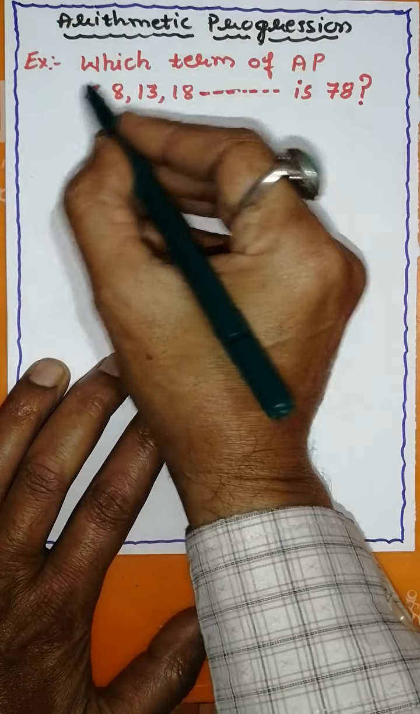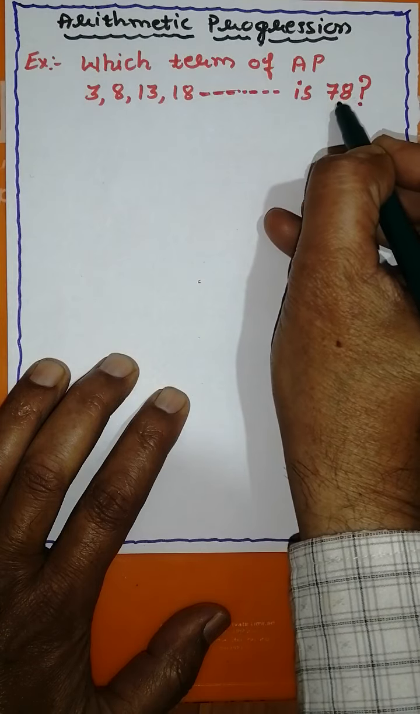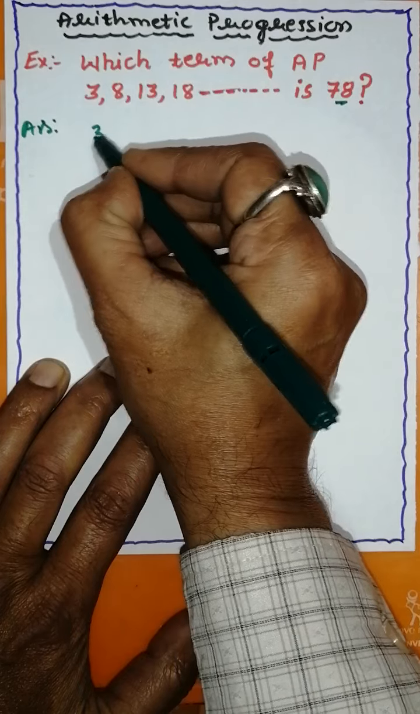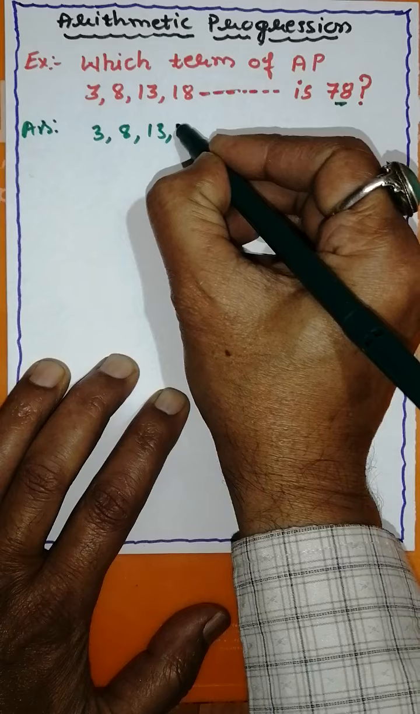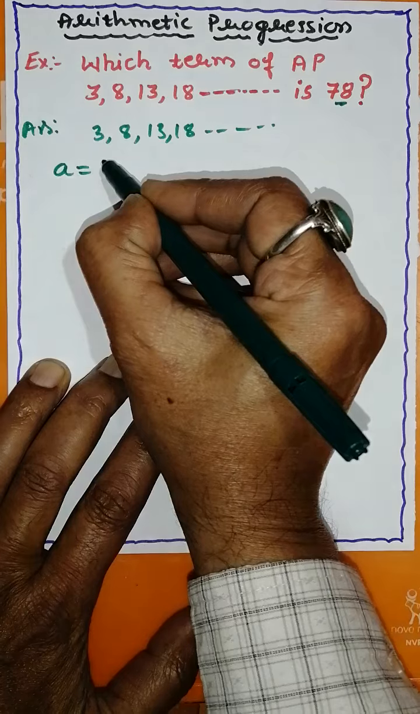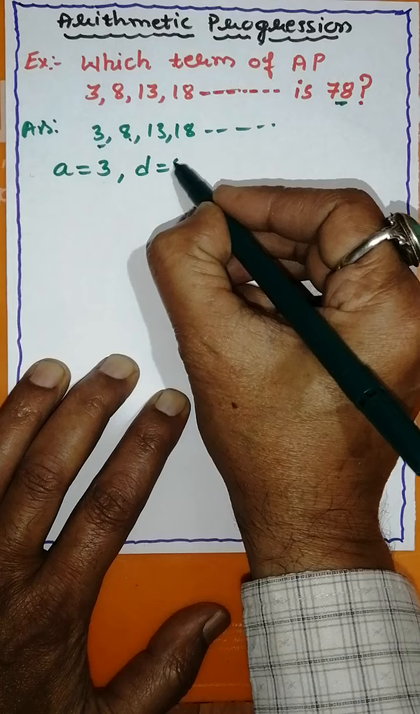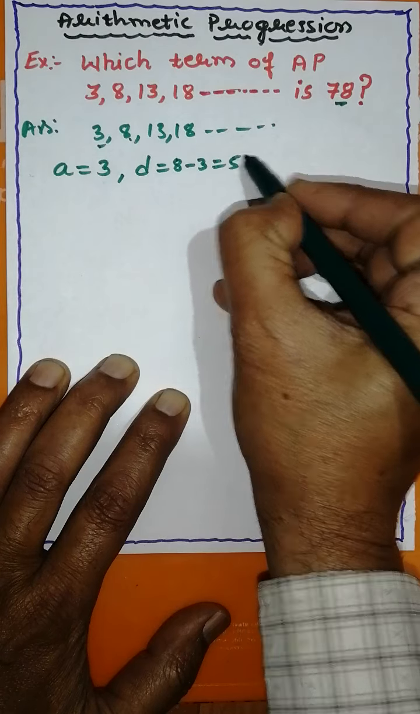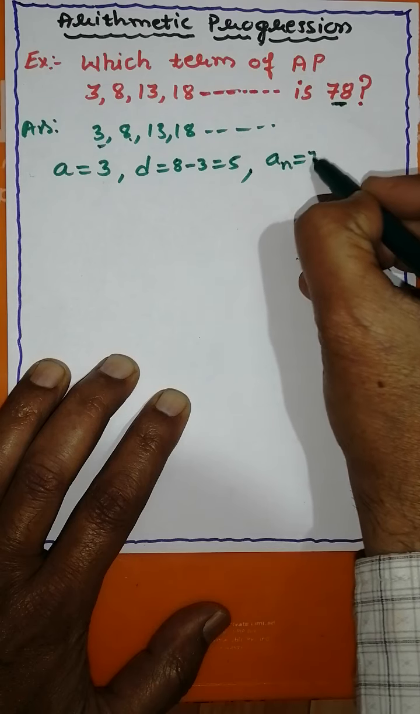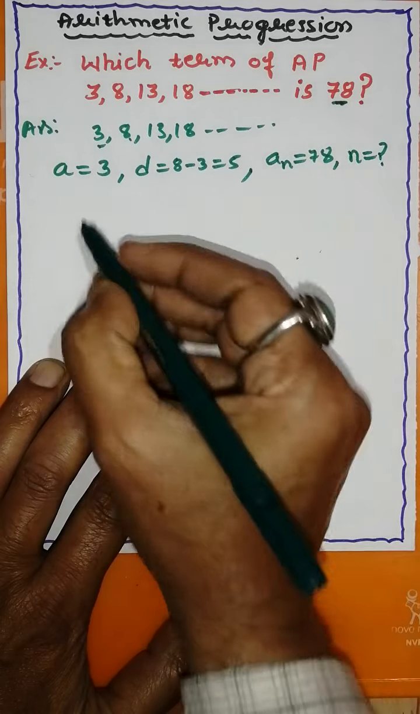Arithmetic progression. Example: which term of the AP 3, 8, 13, 18, and so on, is 78? Answer: 3, 8, 13, 18, and so on. Here the first term a is 3 and the common difference is 8 minus 3, which is 5. The last term is given here, a_n is 78. We have to find n, the number of terms.